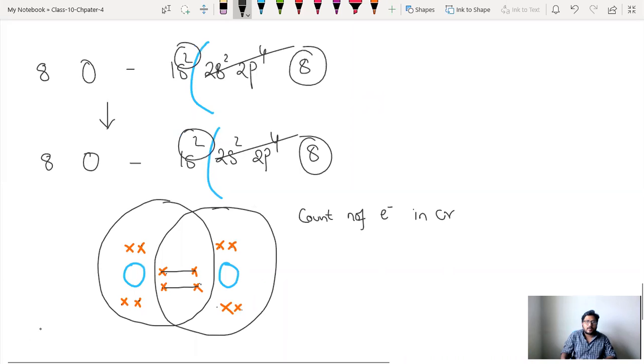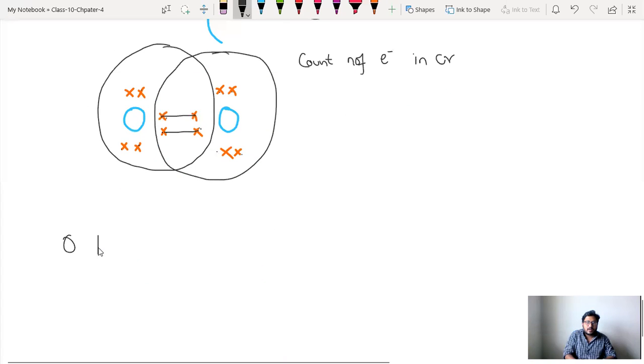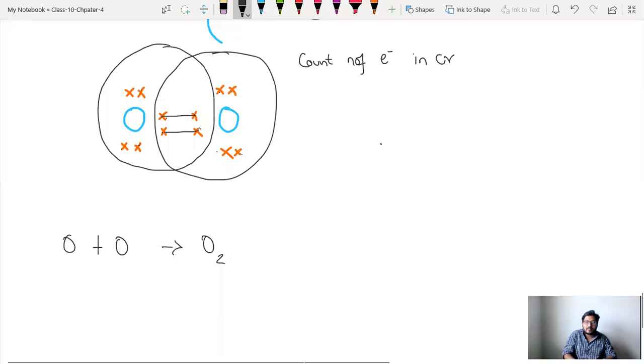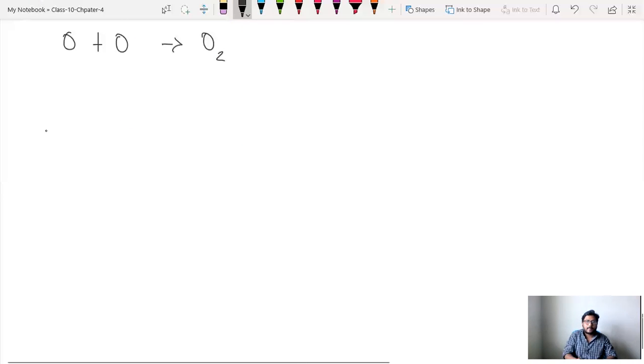Like that. How can you draw? Oxygen plus oxygen gives rise to oxygen element. Or you can draw like this. Guys, this you can draw. How? Oxygen, double bond, oxygen. Simple. No need to draw all these cross marks. Okay.